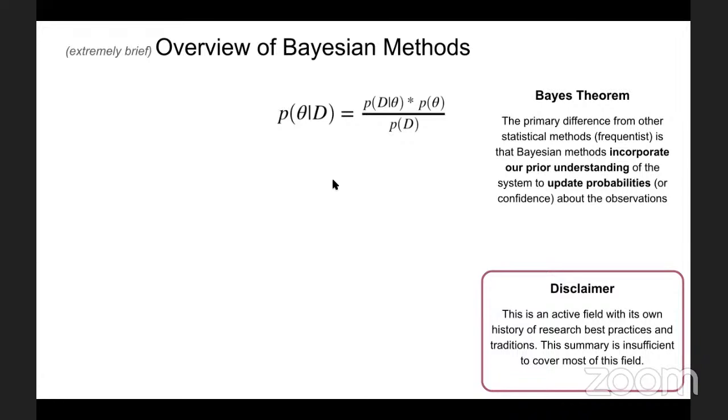But in general, Bayesian methods follow Bayes' theorem. And the difference between Bayesian methods and, say, other statistical methods is that Bayesian methods incorporate how we understand the system in order to update probabilities about the observations. And those two key points make them a good fit for the type of interpretable machine learning that I was talking about before, because they allow you to incorporate, say, your physical understanding to then generate and estimate your confidence in the observations. So next slide.